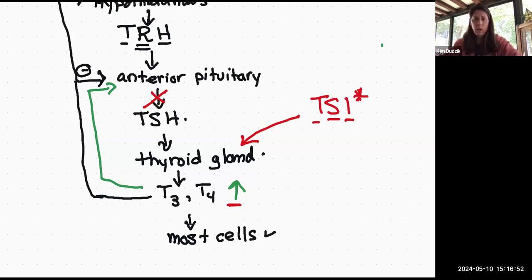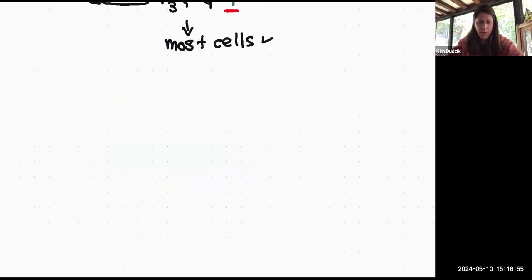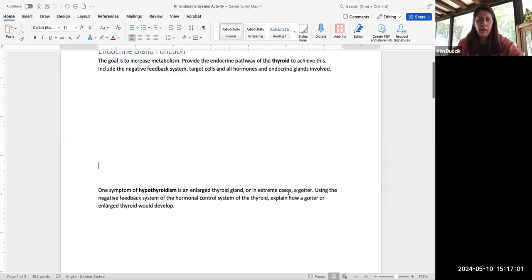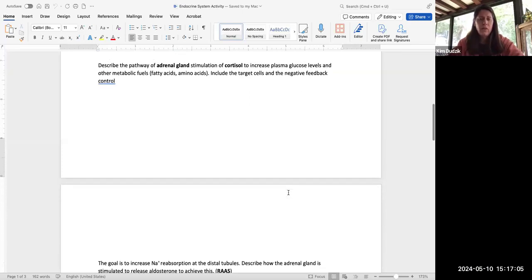So let me go back to our questions here. I'm going to screen share this one. We did those first two. Here now it says, describe the pathway of adrenal gland stimulation of cortisol release, cortisol to increase plasma glucose levels and other metabolic fuels. We just know that cortisol, mostly we look at it increasing glucose levels, but understand it can also increase fatty acids and amino acids. We'll just focus on the glucose to make it a little bit easier.